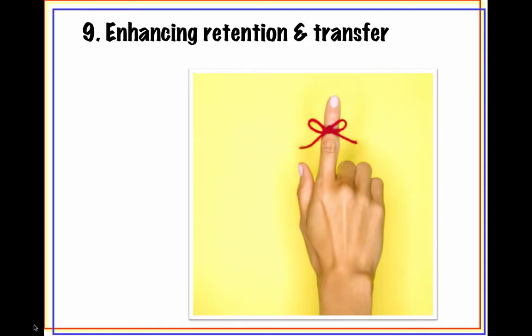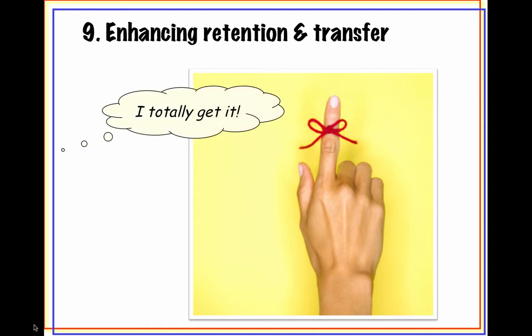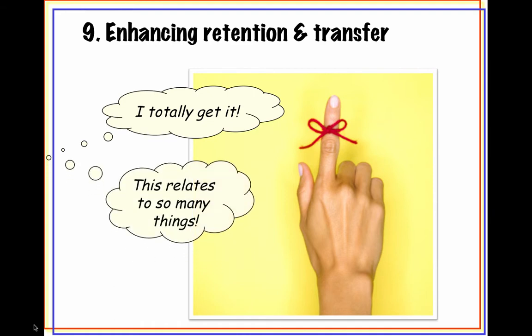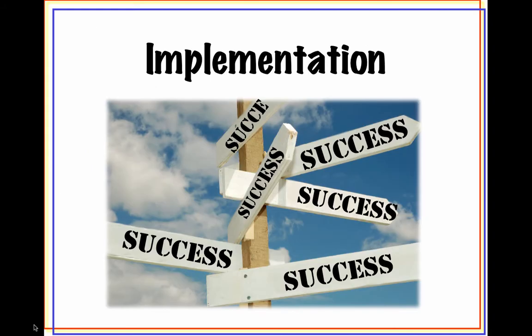Enhancing retention and transfer is the last and most critical step. This is where you take the learning into the real world and help them transfer it. You want them to be able to use their new knowledge in as many ways as possible. Last but not least, in Meggs' 5 steps is implementation.